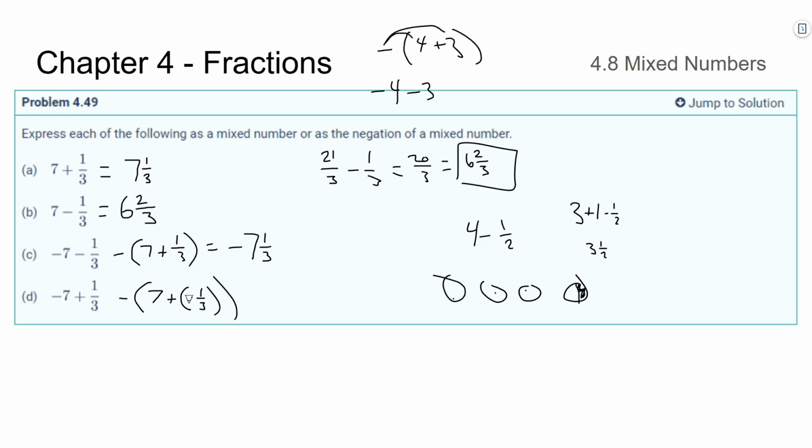Well, if we plus a negation, that's the same thing. That's our definition of subtraction now. So that'd be saying the same thing as 7 minus 1/3. And we already said that 7 minus 1/3 is 6 2/3. So now this would equal negative 6 2/3.